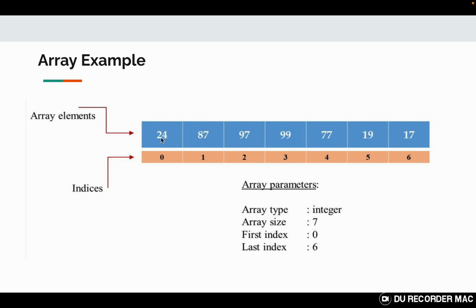So if you want to access element number 24 in this array, then you need to access the 0th position. If you want to access the element 99 here, then you need to access the third position of this array. Okay, this is how the flow goes.